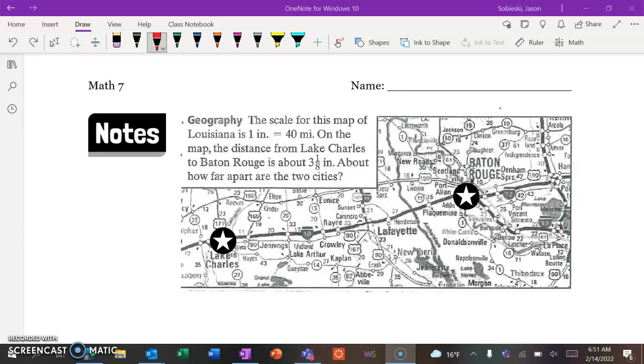Hey everybody, so in this video we're going to do a little bit more review of taking scales and then finding actual measurements from them. So this is what we started on Friday. Today we're going to focus more on maps and floor plans, which is more of an applied way of doing this. So we'll do a little bit together and then we'll get you some practice.